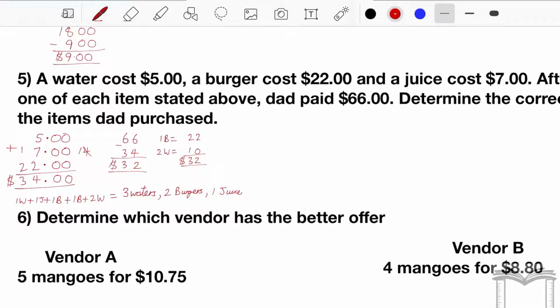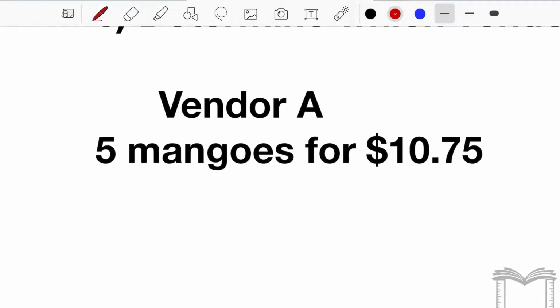So we should determine the unit price of the items by each of the vendors. How we do this is by finding the price for 1 mango by vendor A, and then we compare it to the price of 1 mango by vendor B. Whoever has the lower unit price would be understood to have the better offer. So let's begin with vendor A.